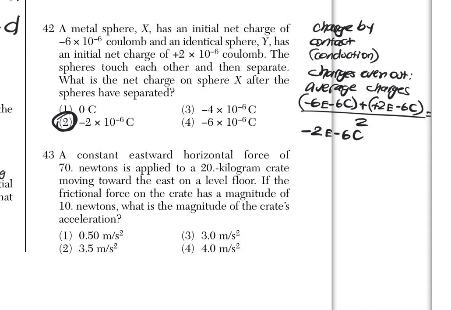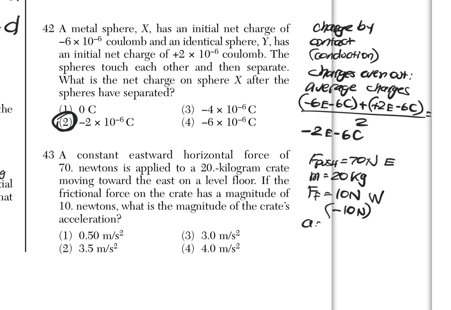Now, friction force is 10 newtons. I'm going to put that in as west because friction opposes motion. So if I'm saying that the 70 newtons east is positive 70, I'm going to say that my friction force is negative 10 newtons. That's going to matter in a second.